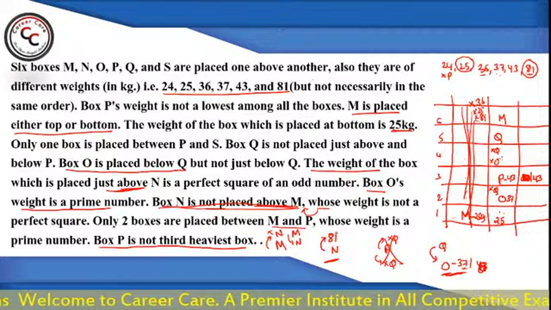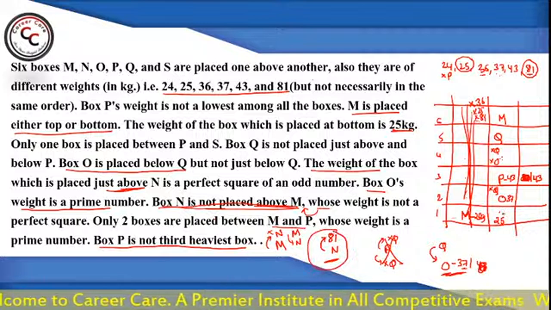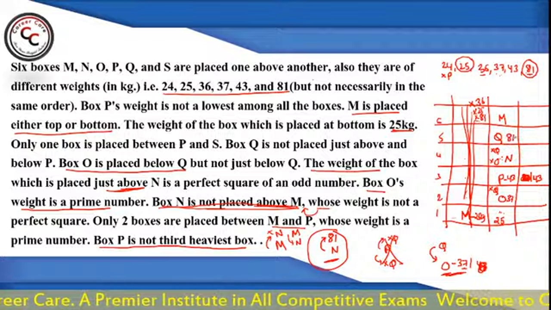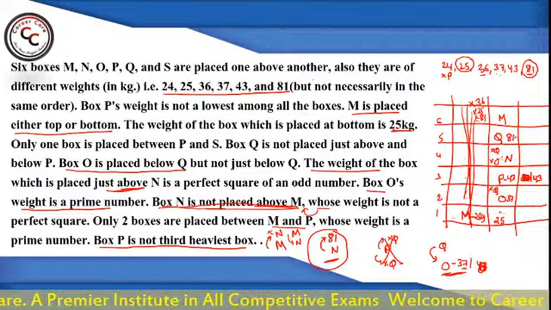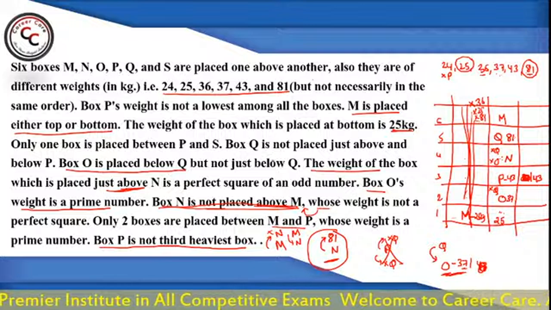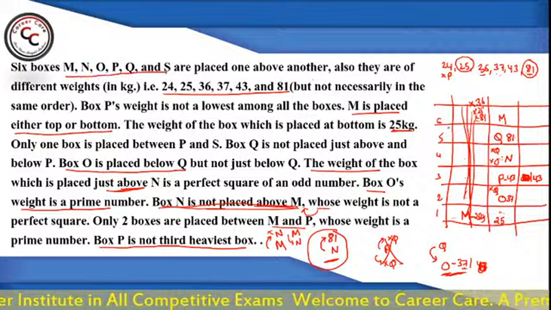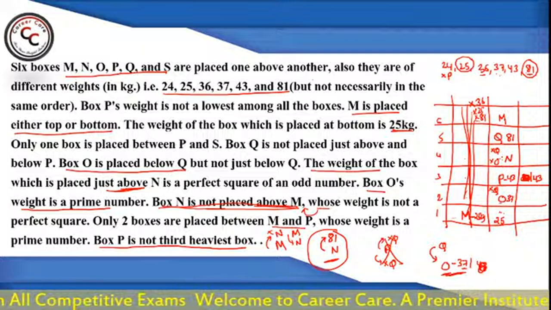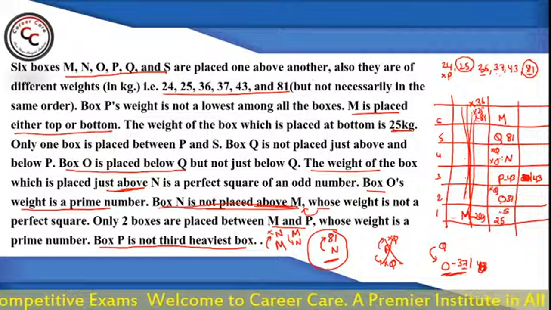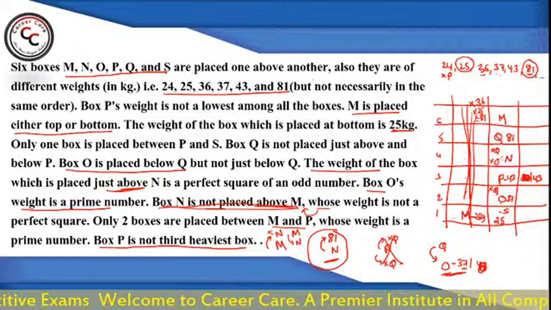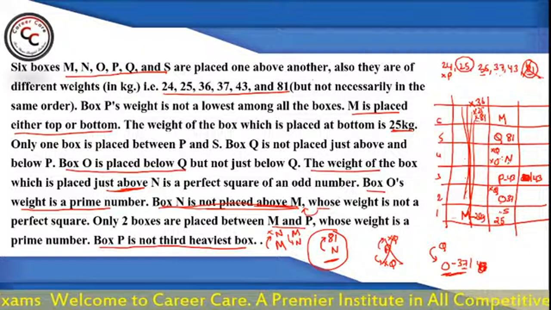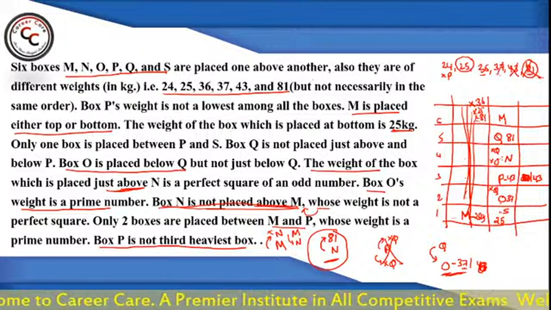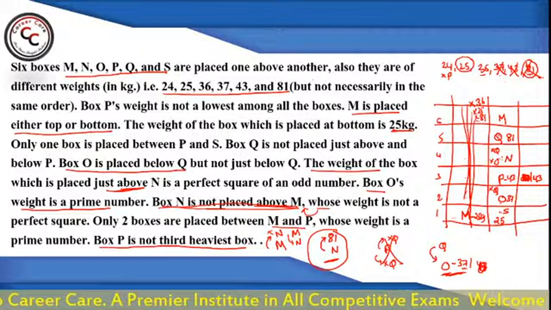Now above N, 81, only one chance. Here you can give 81. So my puzzle is finished. So M, N, O, P, Q. Who is missing? S is missing. Now go for the weights. 81 is finished. N's weight I don't know. P's weight is 43. O's weight is 37 and S's weight is 25.